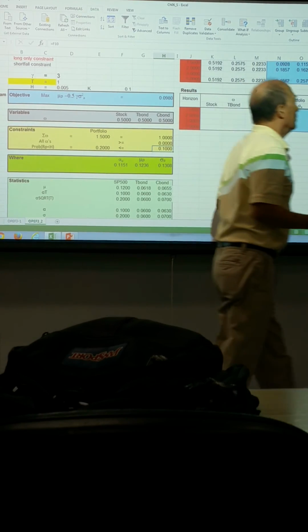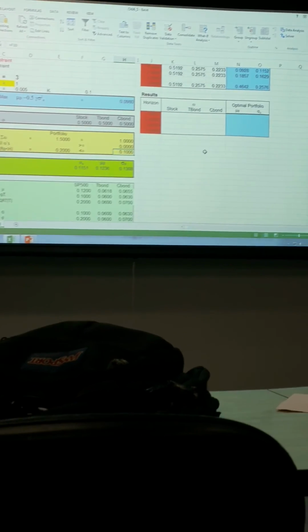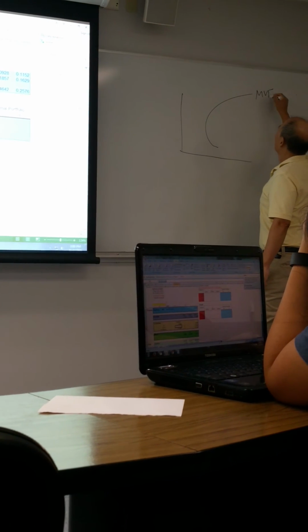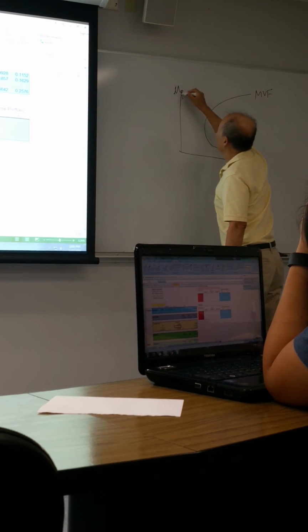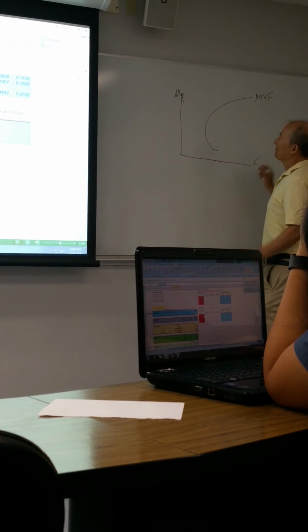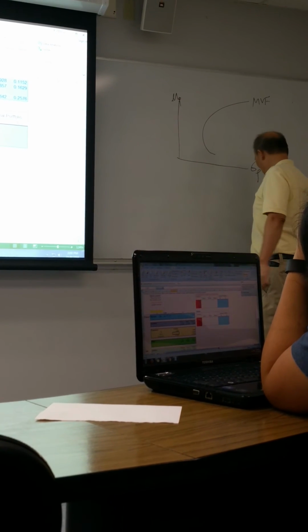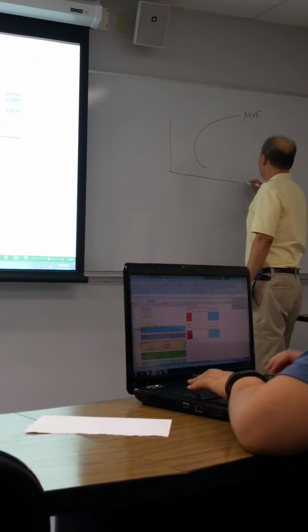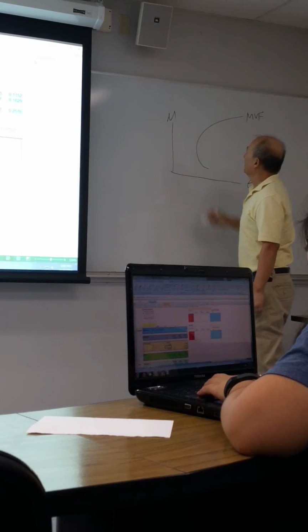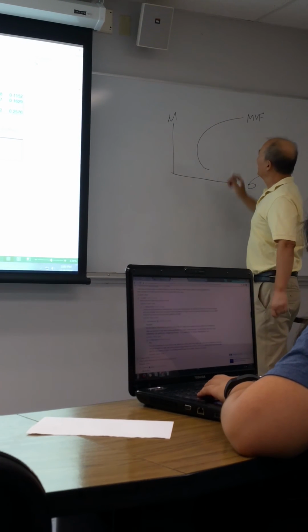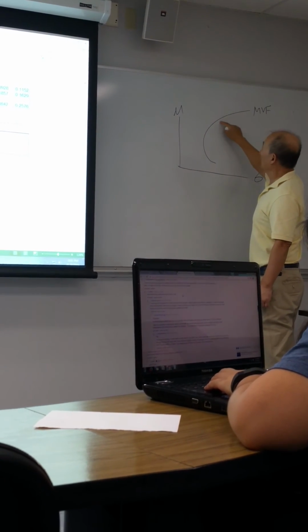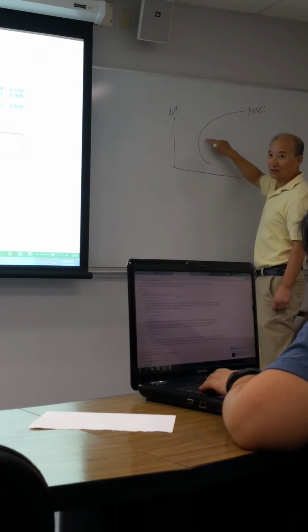given the minimum variance frontier, remember that minimum variance frontier? This is mu, and then this is sigma. Only feasible portfolios are located on this frontier, correct?